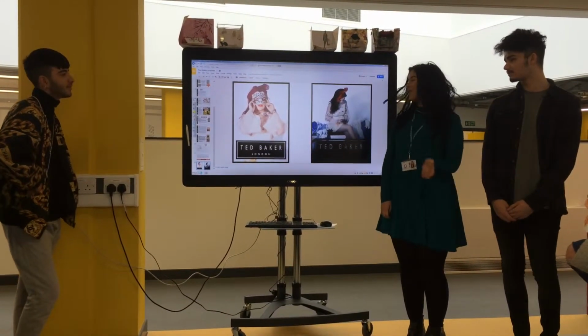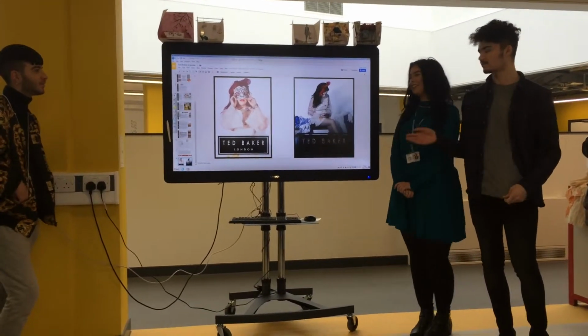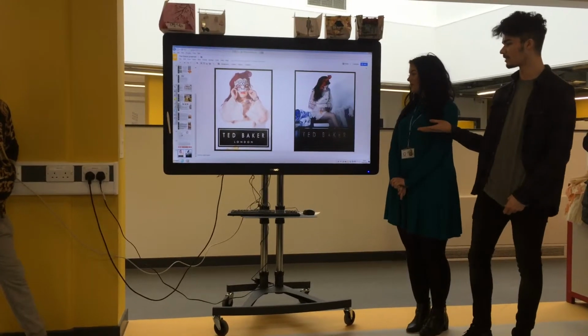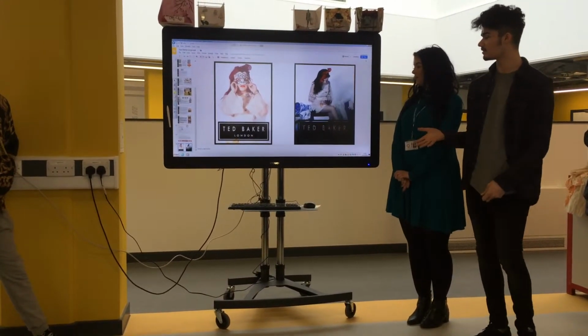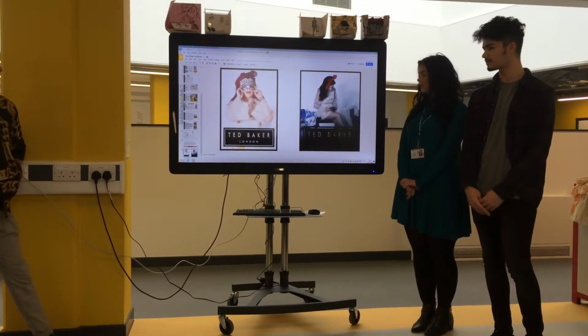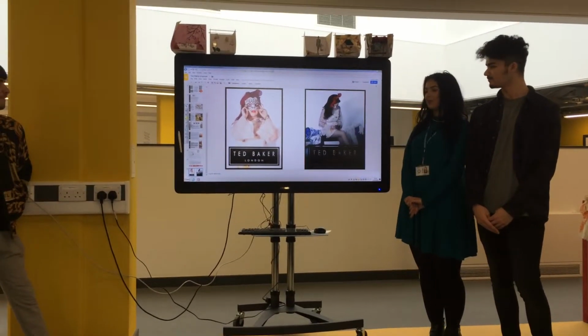Dylan's now going to talk us through what he created. These are our final posters that have been displayed in the shop to advertise our dress. We edited them to make them look vintage style and really sleek and elegant.